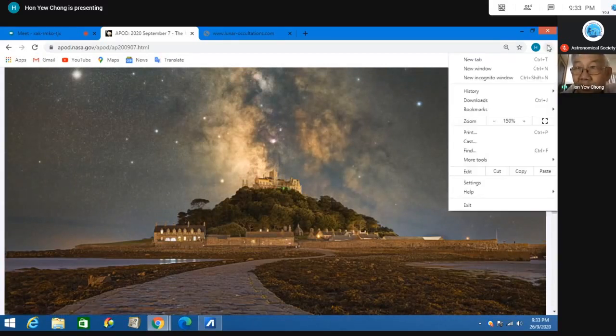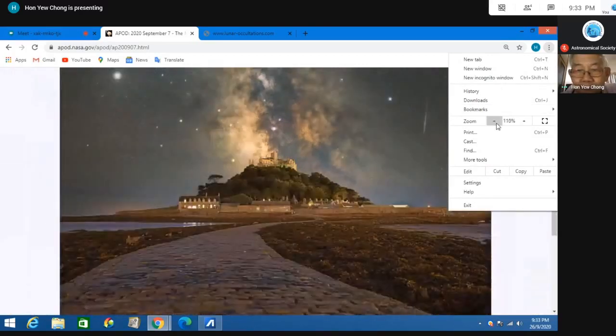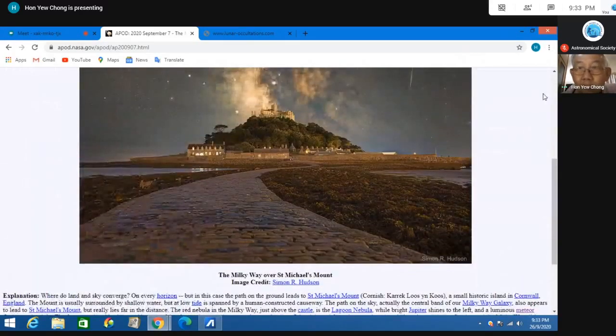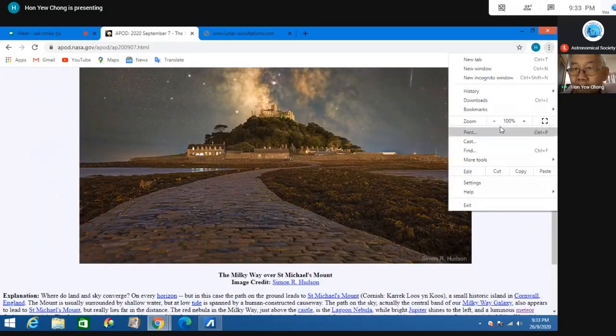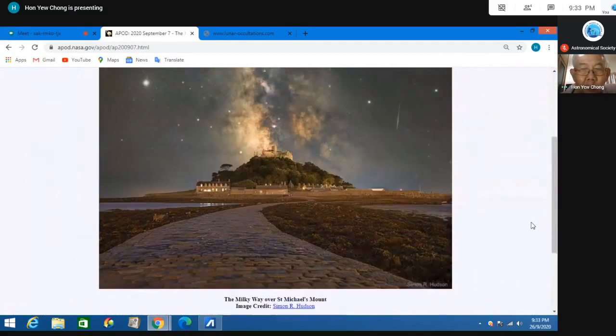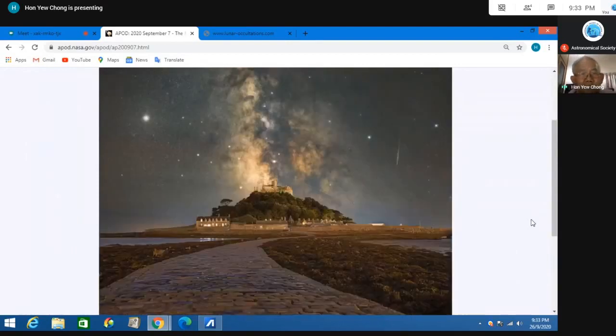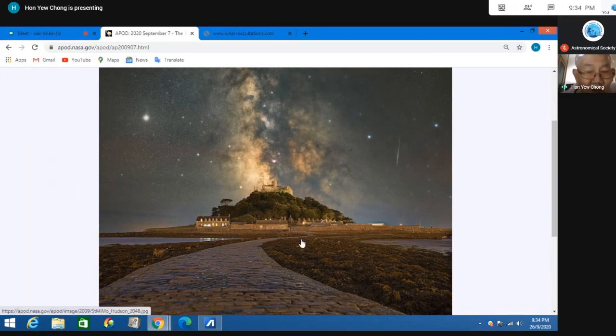So now I make the picture smaller. Smaller some more. St. Michael's Mount is here. Actually, this is an island in the sea near Cornwall. You remember Cornwall? It's a county in the southwestern part of England, next to the ocean and next to the English Channel. And during the low tide, you can see the road goes to the island. But during the high tide, it's all covered by water, and this becomes a real island. This is St. Michael's Mount.